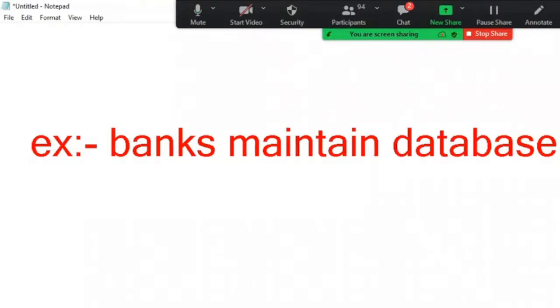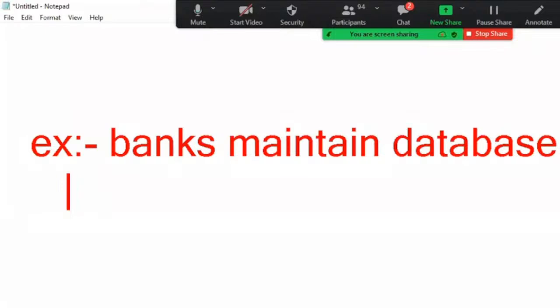Account holders or customers deposit some amount, and those details they want to store permanently. Suppose you, I, or other customers are withdrawing some amount. Those details they also want. Again, some people are transferring money from one account to another, online or offline. All those transaction details I want to store permanently. Then only can we operate everything. That's why banks maintain databases.